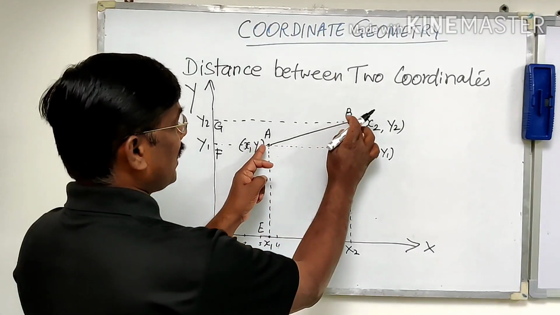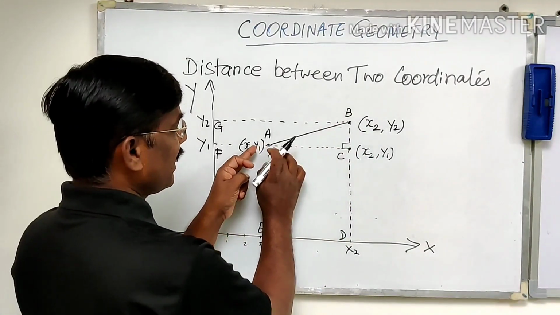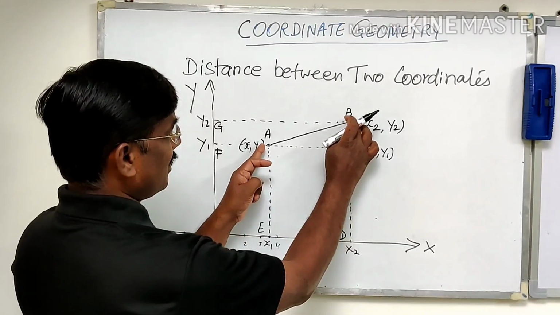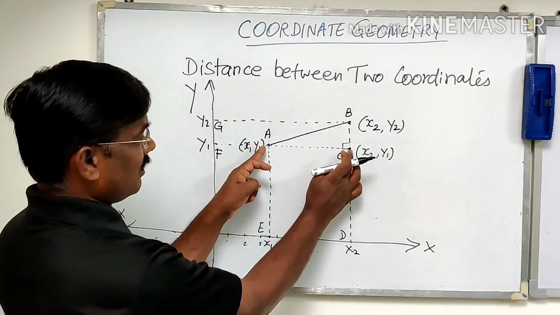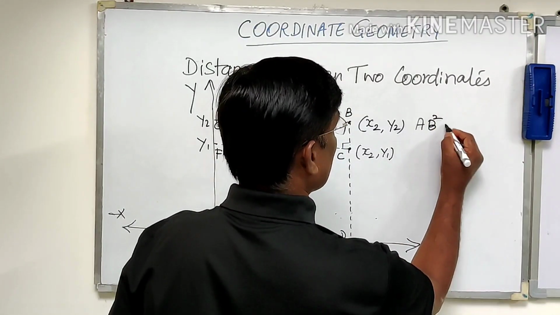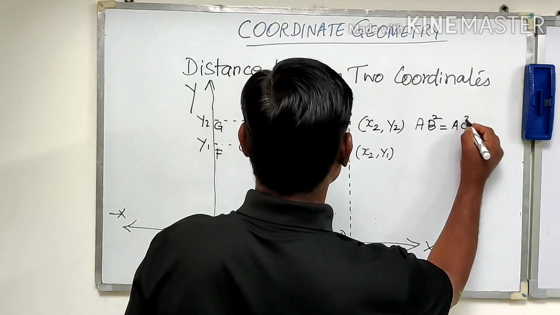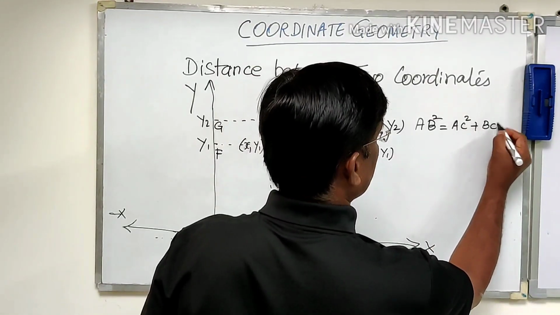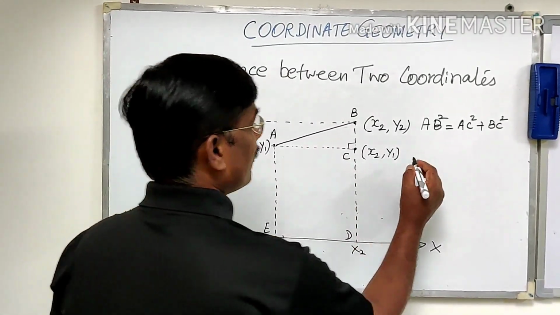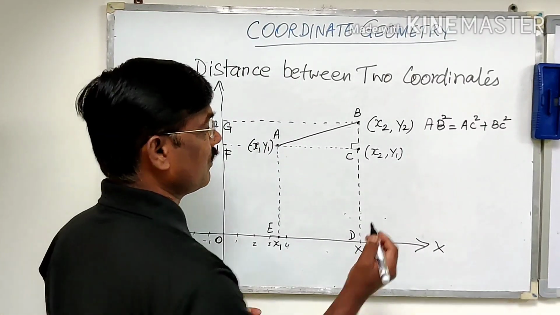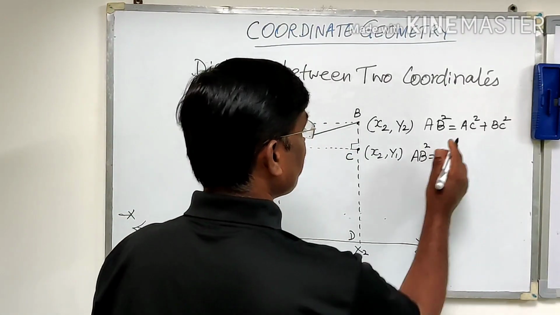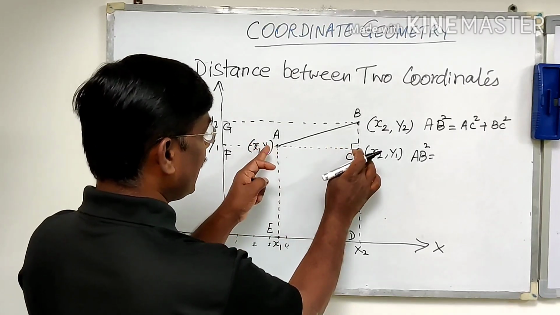So to calculate the length of AB, we can use Pythagoras theorem. That is nothing but this square is equal to the sum of this square plus this square, right? That is AB square is equal to AC square plus BC square. This is what Pythagoras theorem states. Now AB is the length which we require to find. So AB is equal to, let us put square for the time being. What is AC square?